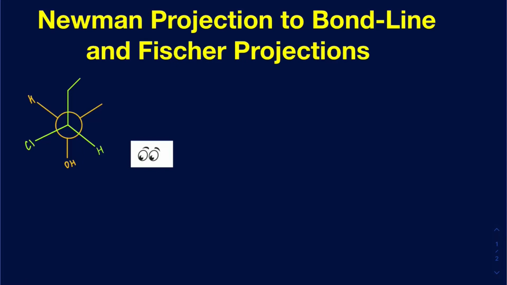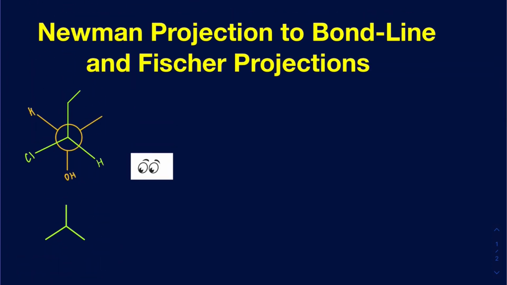Hello everyone, in this video I'm going to do two examples that will convert the Newman projections to the bond line and eventually to the Fischer projections. So the Newman projections could be actually of two types. I could have the front carbon where it's going to be lined up, and then you're going to have the bottom ones to the left and right. So that's like an inverted Y.